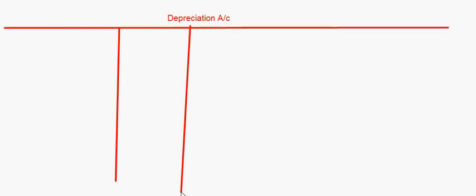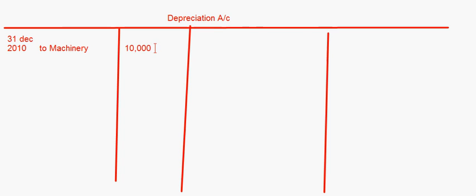So if you total both the sides, it should be the same. See here, 1 lakh plus 1,70,000 is 2,70,000, and 2,40,000 plus 30,000 is again 2,70,000, right? So this is the machinery account. I have shown you how to do it for more than one machine. We write it separately like this, machine 1, machine 2. Now I'll show you how to make the depreciation account.